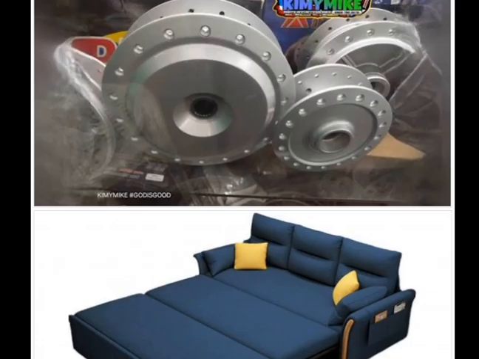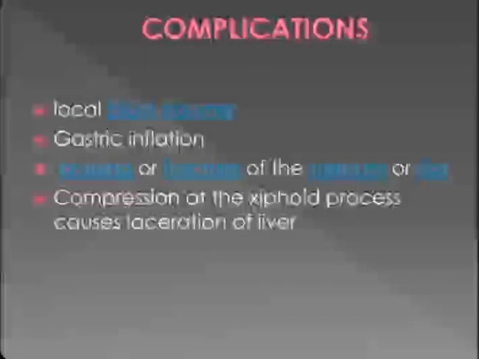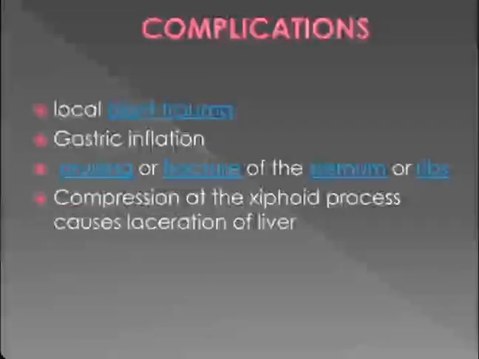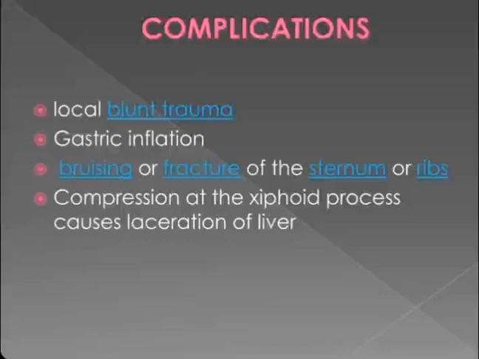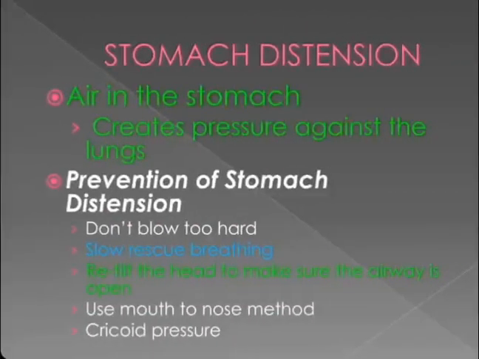There can be complications in CPR: blunt trauma, gastric inflation, bruising or fracture of the sternum or ribs. Compression at the xiphoid process can cause laceration of the liver. For vomiting and aspiration, place the victim on the left side and wipe vomit from the mouth with fingers wrapped in a cloth. Then resume CPR.